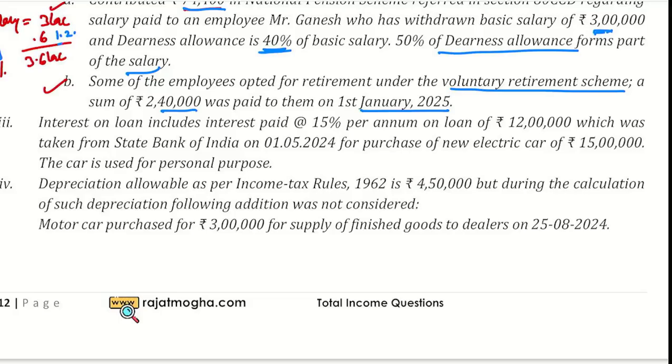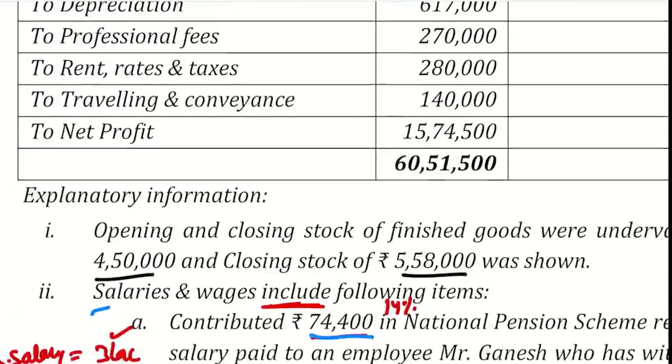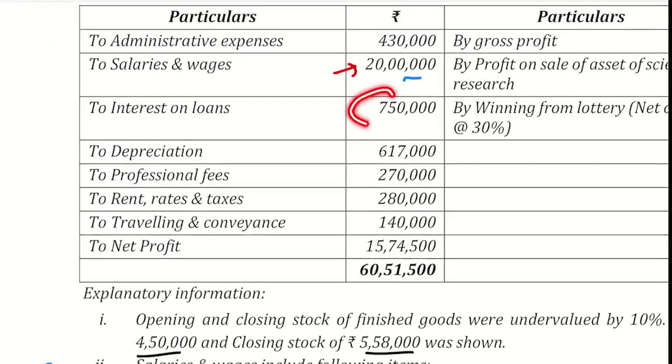Now, interest on loan includes interest paid at 15%. So there was some interest on loan. This one. So they are talking about this interest on loan.